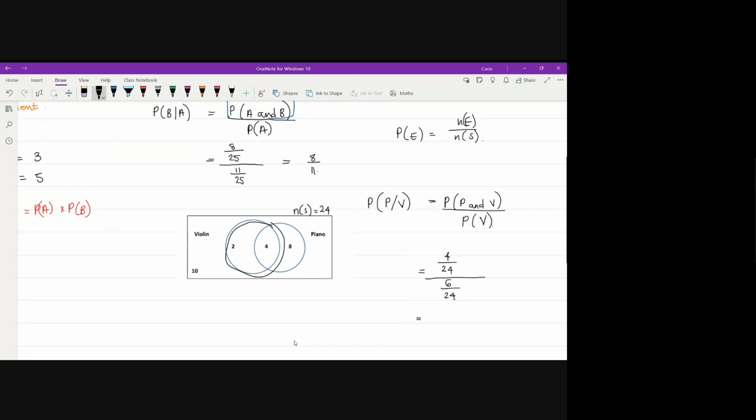I don't know about 1 over 6. What does everybody else get? 1 over 4? Let's see, 4 over 24 divided by 6 over 24. I'm getting 2 over 3. Okay, how did we do, guys? Sally, how did we get 1 over 4?